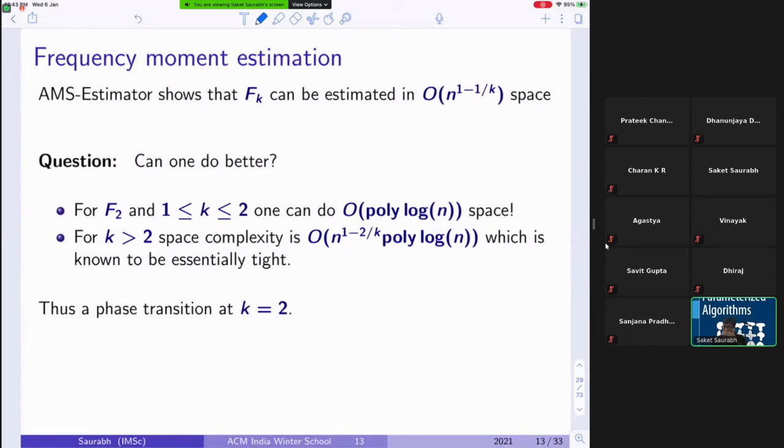So this is in some sense a very tight bound. If you notice, there is some sort of phase transition at k equal to 2. Up to k equal to 2, we are able to do it in polylog space. But the moment k becomes strictly greater than 2, we need the kind of space we just derived for the estimation. So it's a good point to ask questions before we learn another algorithm.